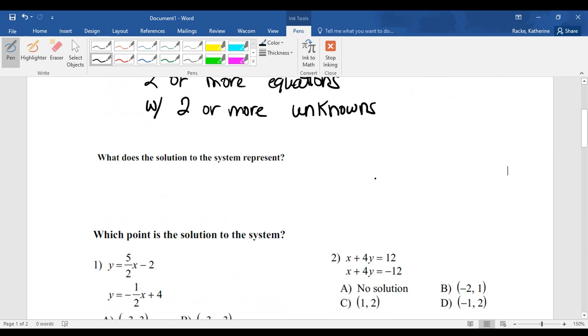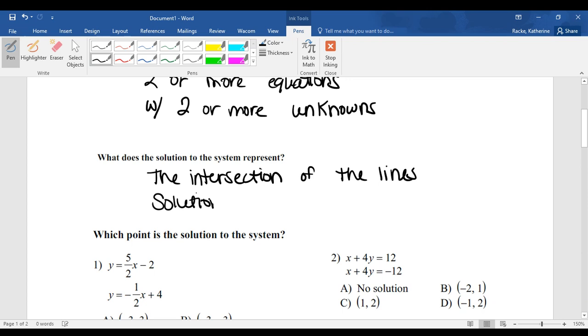What does the solution to the system represent? The solution to the system represents the intersection of the lines. It's the solution to both equations.